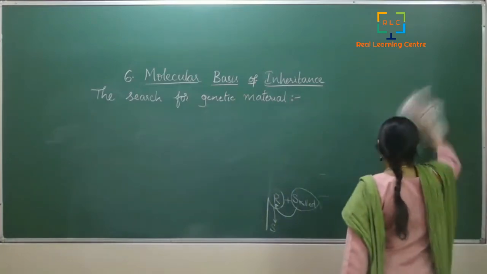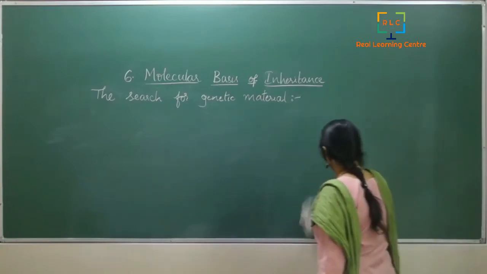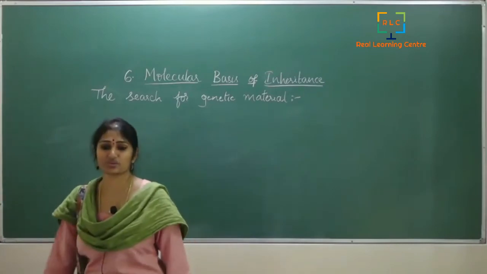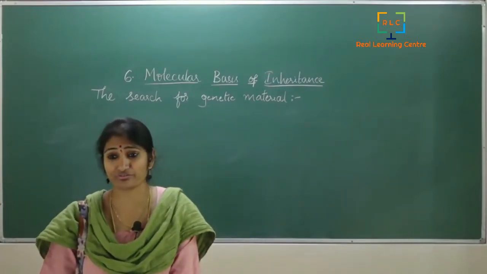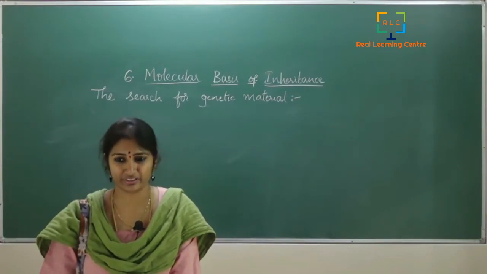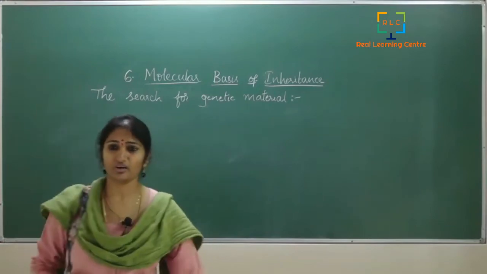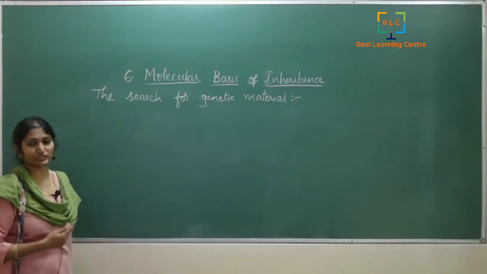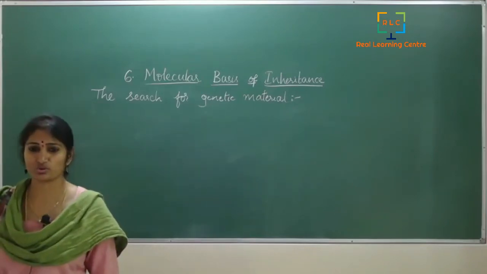So all this happened sometime between 1928 and 1930, and the transforming principle was discovered. But obviously right now we are in search of DNA, the genetic material. So for us that is not enough. People started working more to understand the transforming principle, the factor, then chromosomes and so on.